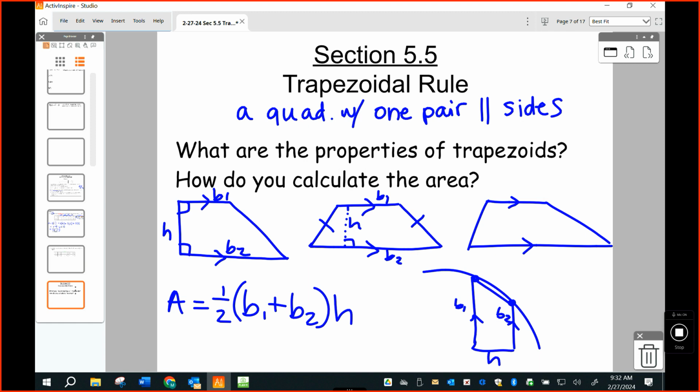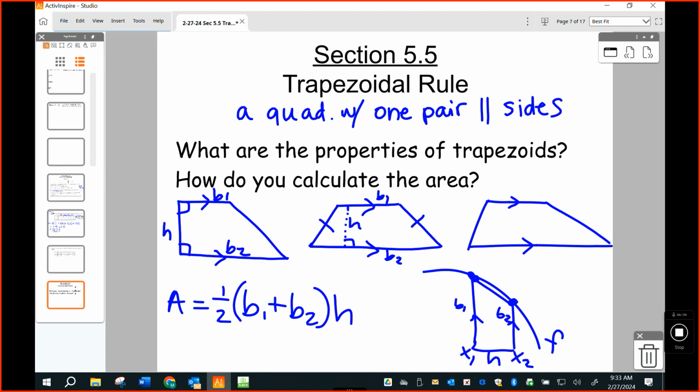Now, how would I figure out the length of each base if this function is called f? So if this is x1 and this is x2, what would the length of this base be? It would be f of x1. It would be the y value, right? And this base? F of x2. So you plug your x's into your function, you get your y values, and we're using those as the bases.